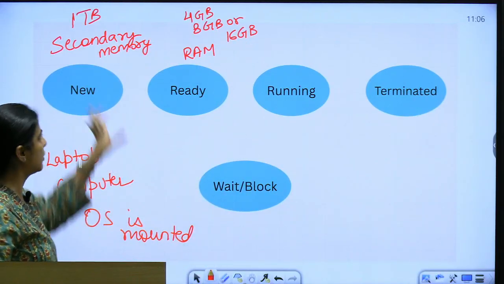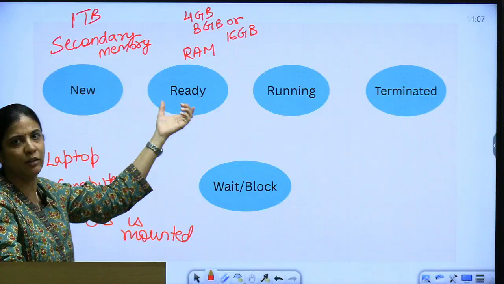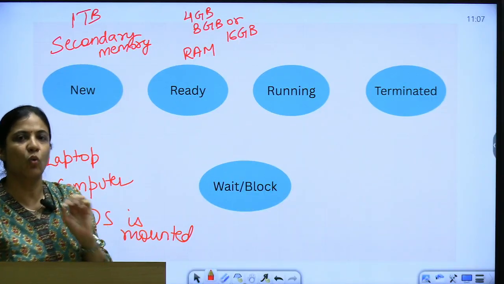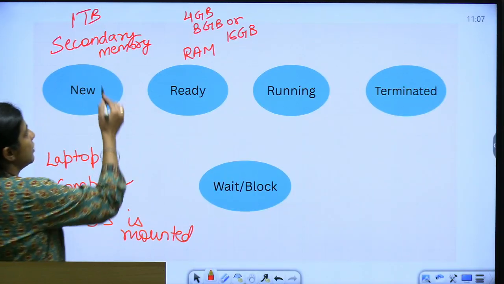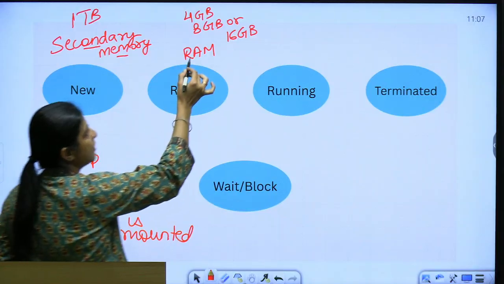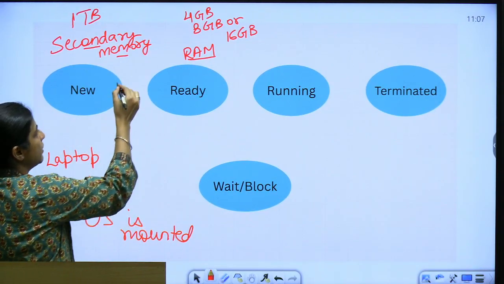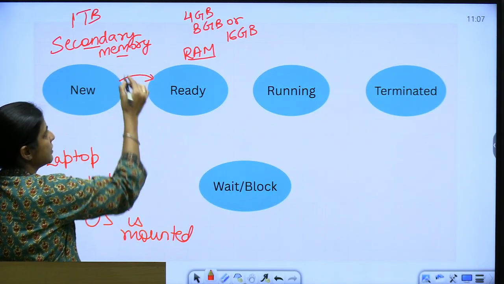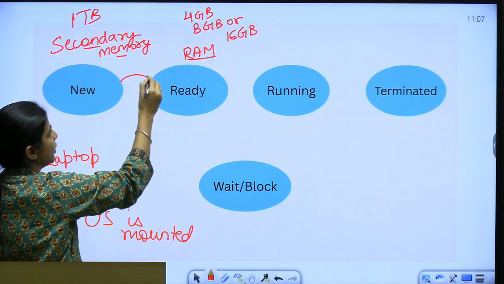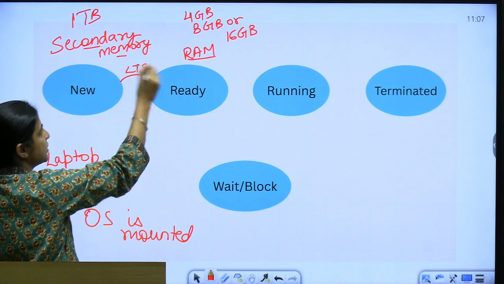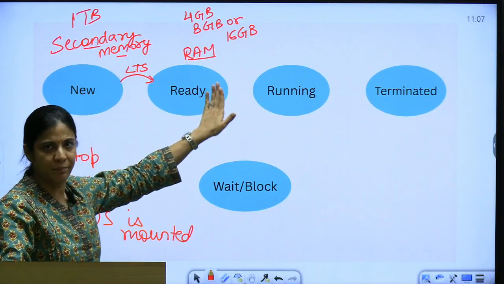So we cannot get all the processes which want to execute in the ready queue at the same time. We can get only a limited amount of processes here. So what we'll do is, we will get the processes from secondary memory to RAM. So who will do this task? This task will be done by the long-term scheduler. The long-term scheduler is responsible for getting the processes from secondary memory to RAM.